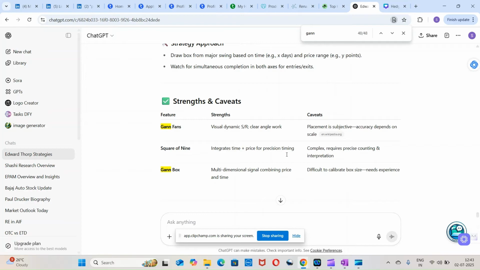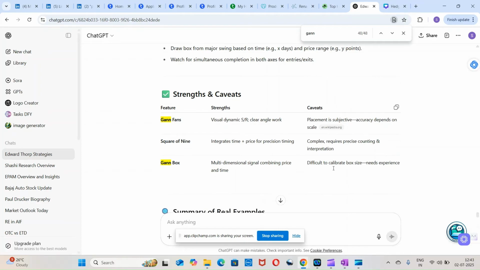Price we do in price action, but price and time is the main thing, and that too in a technical way with some geometrical things, cycles, boxes, and squares. We're basically trying to find patterns and predict. It's difficult to calibrate box size; you need experience and time.